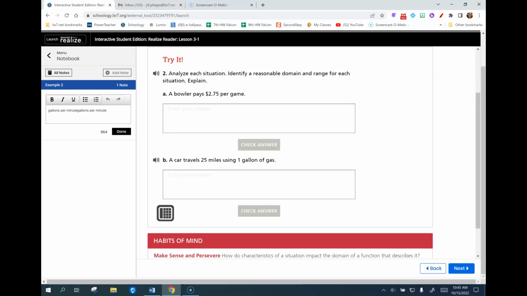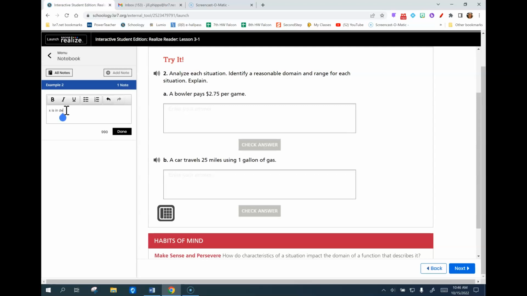Okay, analyze each situation, identify a reasonable domain and range for each situation, explain. A bowler pays $2.75 per game. Okay, so per game. So if I'm talking about the price, and here's the other thing we want to talk about here, is independent and dependent. So the x value, let's put it right over here. Okay, and I want you to add to this, the x value is the independent.